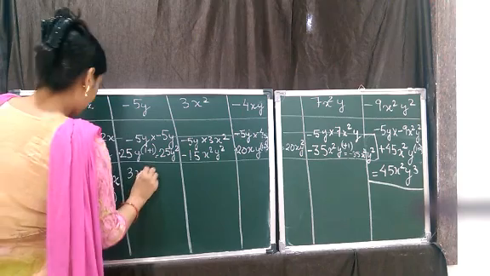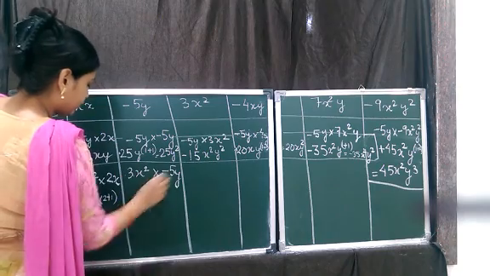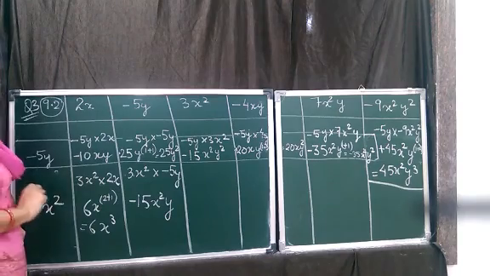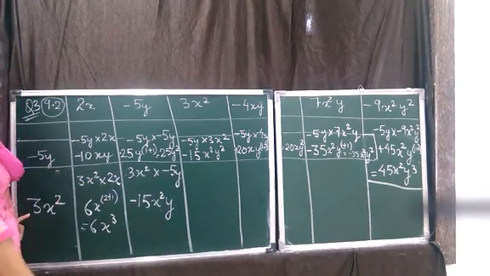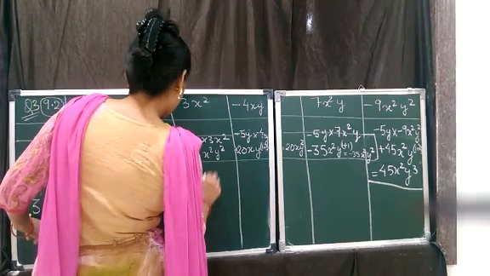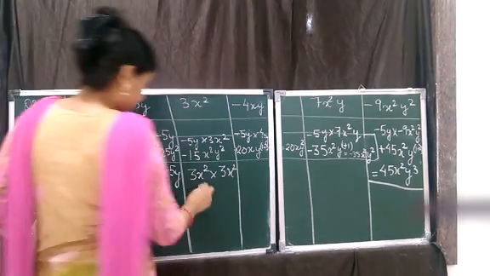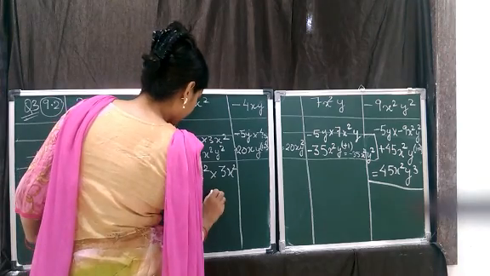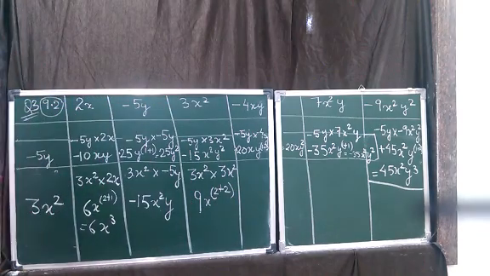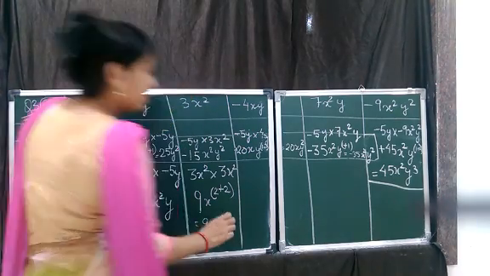Then 3x square into minus 5y. So 3 5s are 15. Plus into minus is minus. Then x square and y separate once again. Why, children? Because the variables are not same. Then 3x square into 3x square. 3 3s will give us 9. Power of x will be added, here 2, here also 2. Why? Because x is a common variable in both places. So 2 plus 2 gives us 4. So 9x to the power 4.